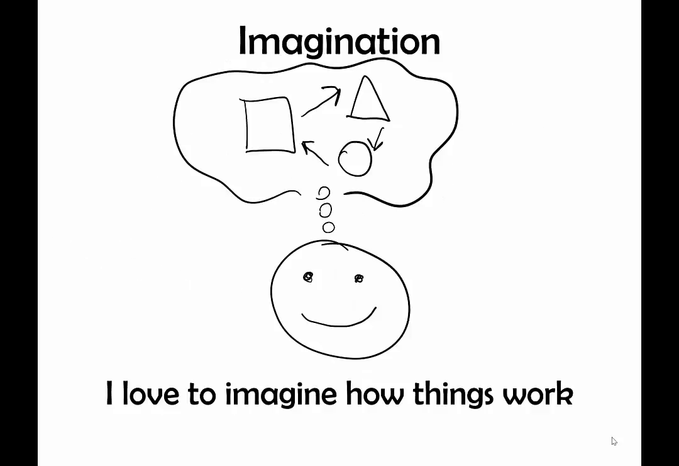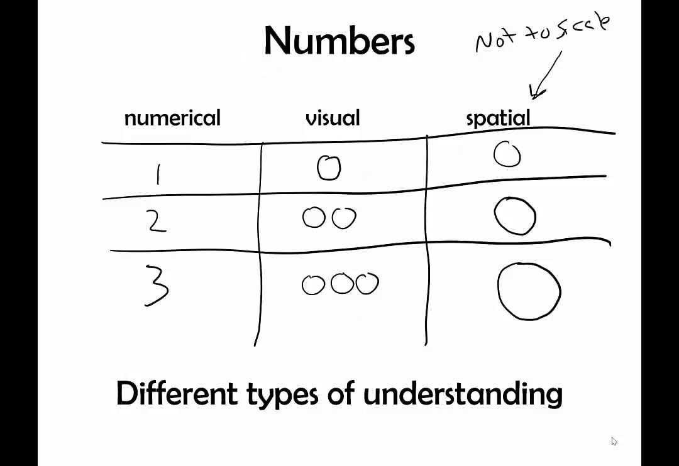I love to imagine how things work, and I love to find different ways of understanding things. One of the things I like to understand is numbers. The easiest way to understand numbers is to see the numbers. I'm going to explain how to see numbers, and then I'm going to show you how to apply this thinking to business systems.